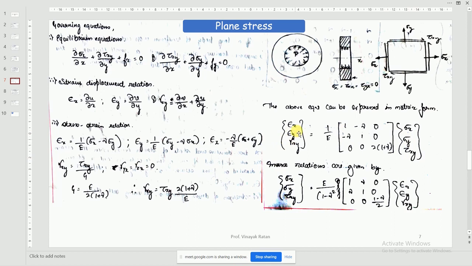So this is strain. Now if I want only the stresses σx, σy and τxy, you have to take this to the other side. You find the inverse of this matrix, and once you find the inverse of the matrix, this is what you get. We are not worried about derivations here, how these expressions have come. Just take this to the other side, it will be the inverse. When you find the inverse, this is what you get: σx, σy, τxy equal to E upon 1 minus μ squared times the matrix [1 μ 0; μ 1 0; 0 0 (1 minus μ)/2] times the strains.